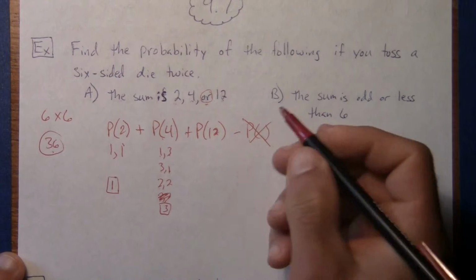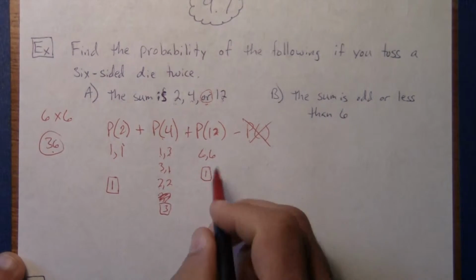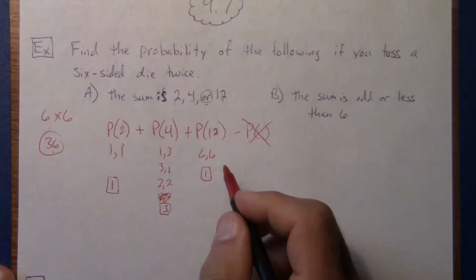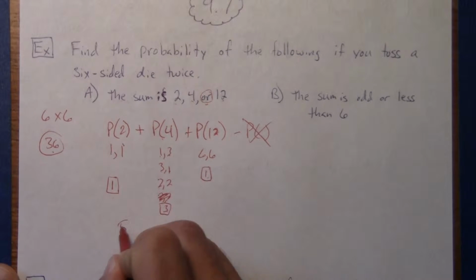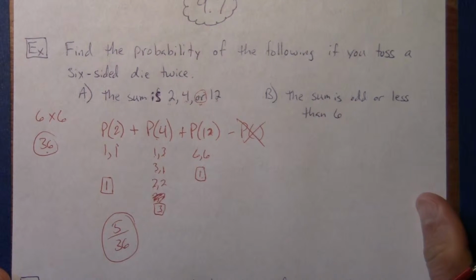Rolling a 12, of course, the only way that that's going to happen is if I roll 2 6s. And so now if I add these together, I can see I have a total of 5 out of 36. So the probability that I roll a sum of either a 2, a 4, or a 12 is 5 out of 36.